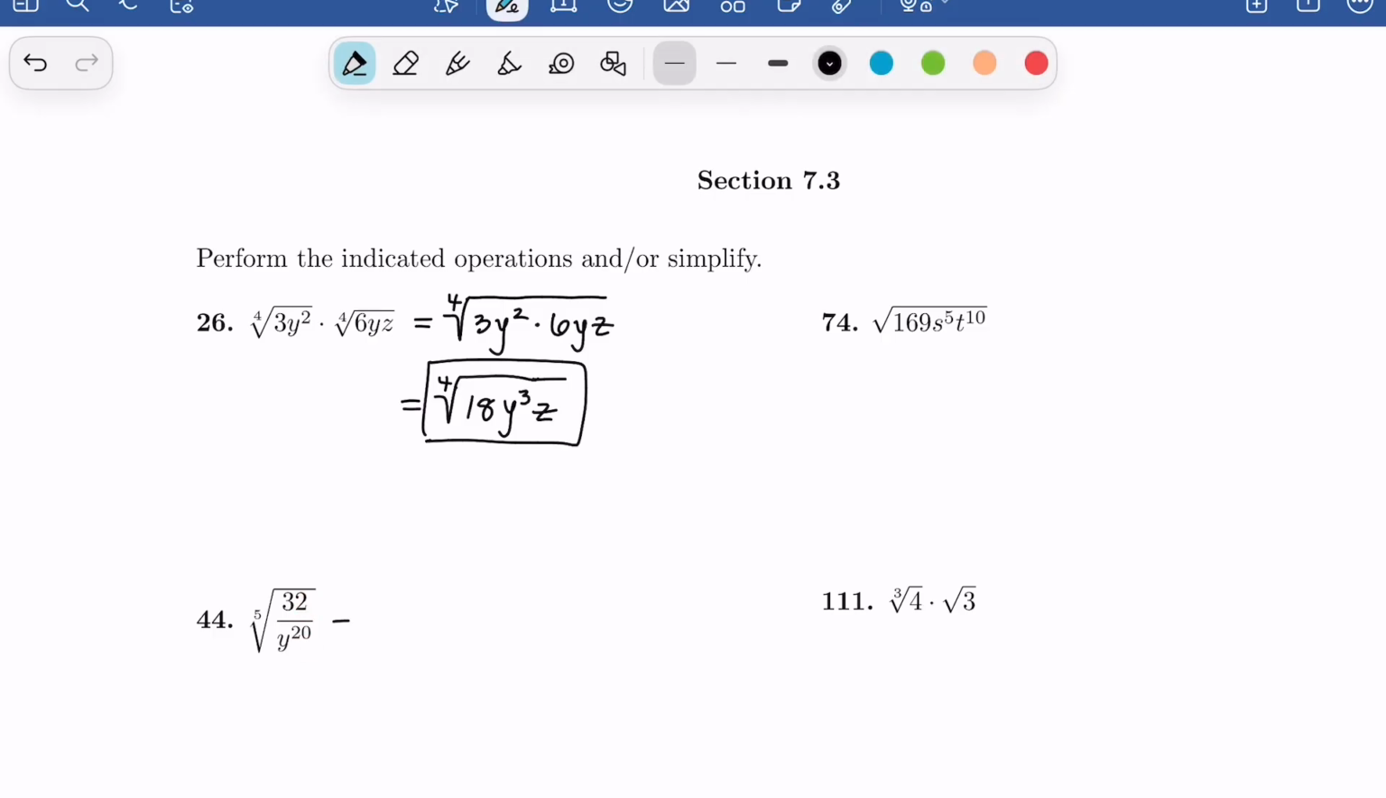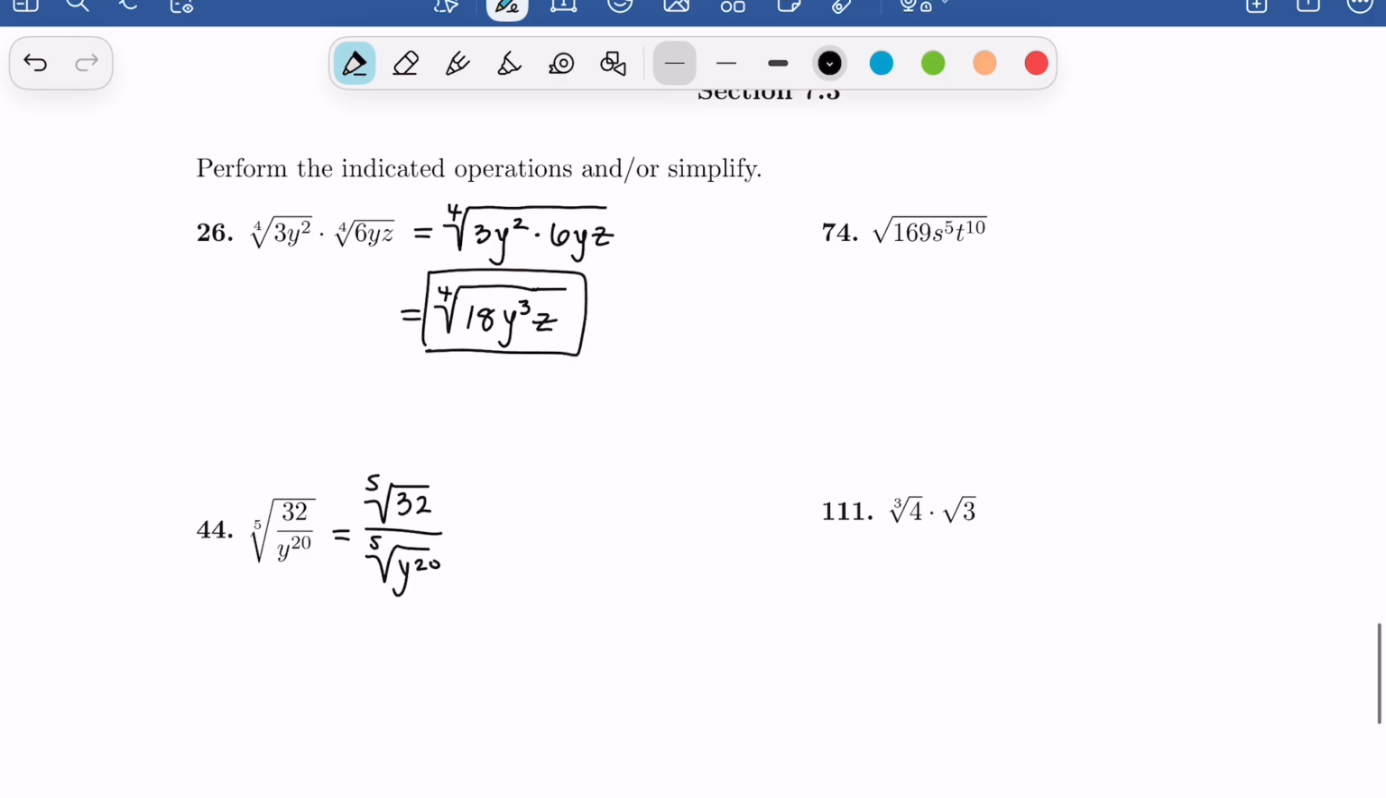So what I mean is, this is going to be equivalent to taking the fifth root of 32 over the fifth root of y raised to the 20th power. Okay, so that would be our quotient rule here. And what we want to do then is simplify this.